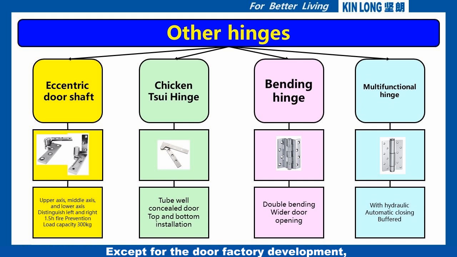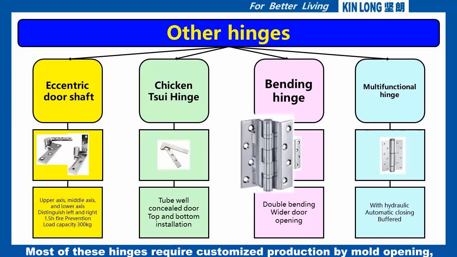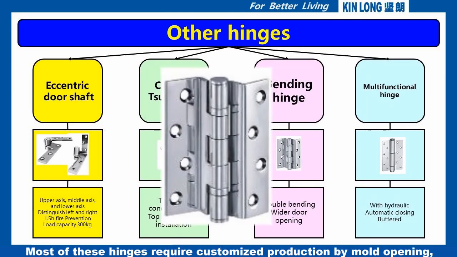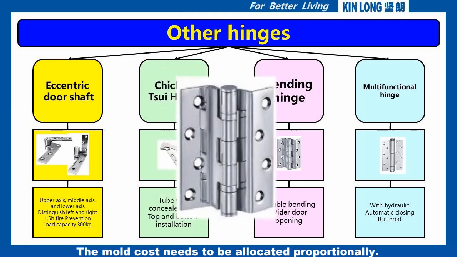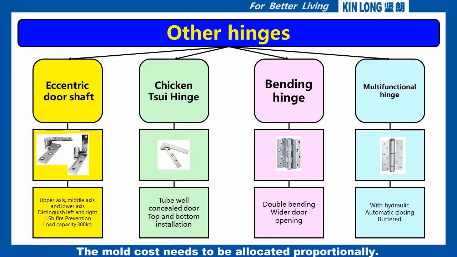Except for the door factory development, the versatility of other bent hinges is not strong enough. Most of these hinges require customized production by mold opening, which requires a minimum order quantity. The mold cost needs to be allocated proportionally. After the specific project requirements are met, we will further communicate with you to determine the plan.